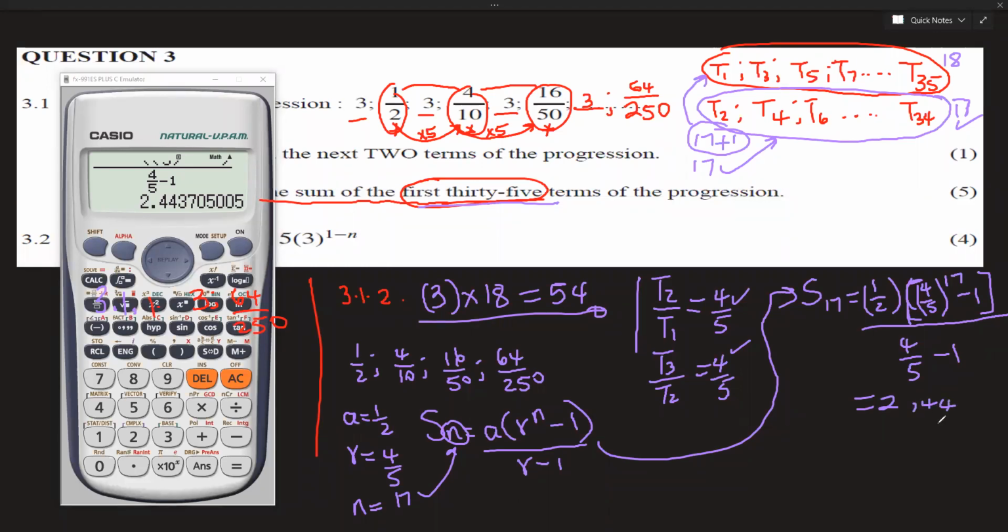2.44. Right. Therefore, the sum of 35 terms is going to be this sum plus that sum, right? It'll be 54 plus 2.44, which is 56.44, right? And then that should be your final answer for that question. Okay. Now let's go to 3.2.